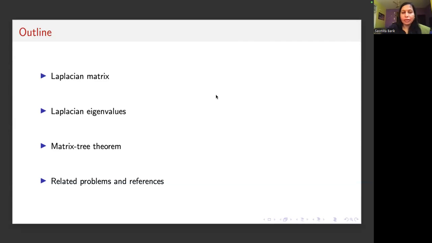To start with, my outline would be: I'll speak about the Laplacian matrix, its properties, and then I'll go for the matrix tree theorem. Then I'll say some related problems, and then I'll go for references.